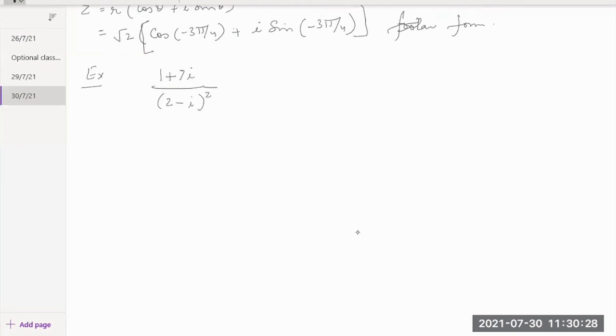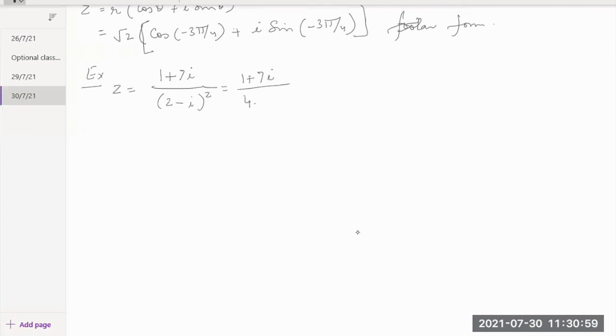Now see, this is my Z. I have already told you that all your complex numbers have to be in the form of a plus ib or x plus iy. So we will have to simplify this further, bring it down to that form and then proceed with the question. I cannot directly start doing it. So therefore, let's see this. 1 plus 7i, my numerator remains as such. Denominator will change into 4.